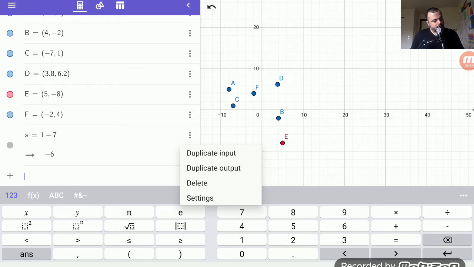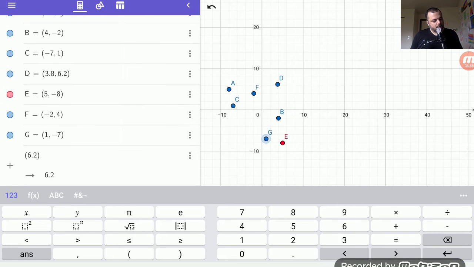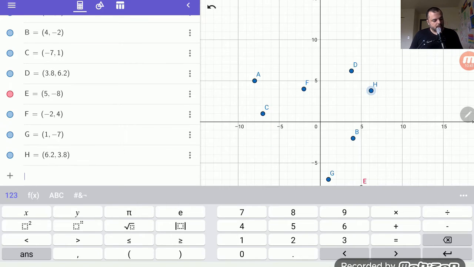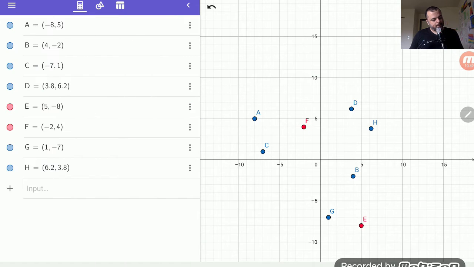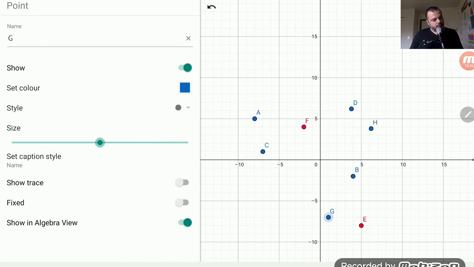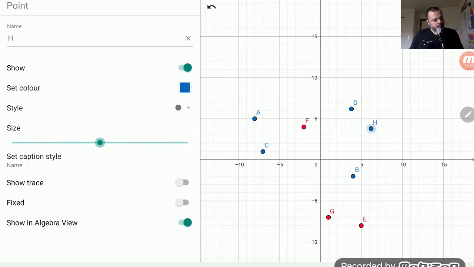This is my mistake. So it's going to be 1, -7. And the last one is going to be 6.2, comma, 3.8. So let's change the color of these points. This is going to be in red, this is going to be in red, and this is going to be also in red.